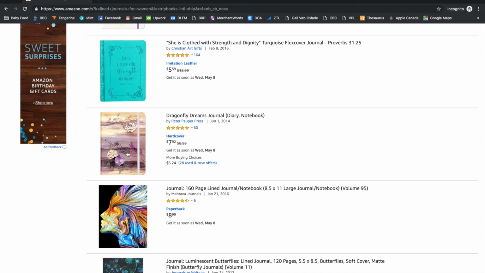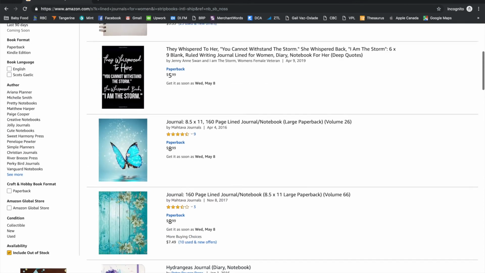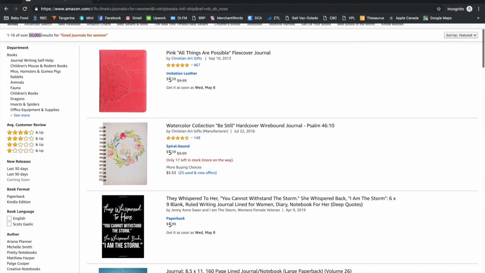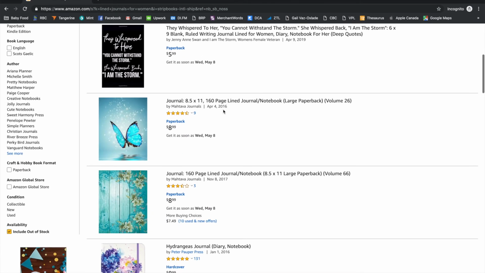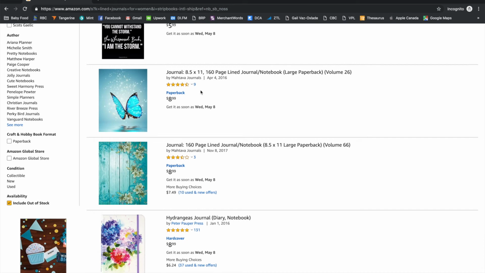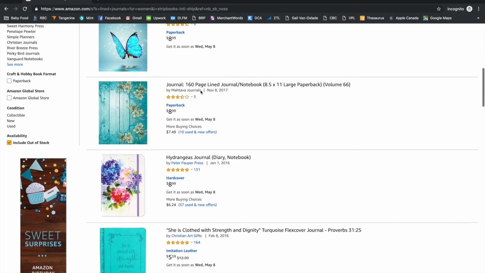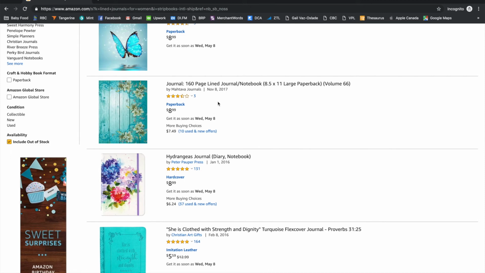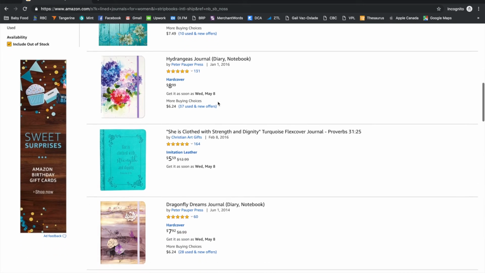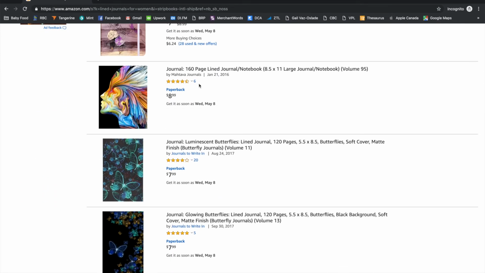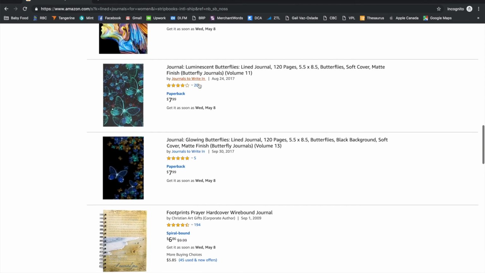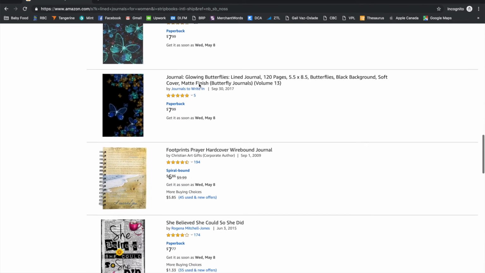The next thing we want to look at in terms of competition is the reviews. So we'll just go back up to the top here. Again, we're not looking at this Imitation Leather or Spiral Bound, we're just going to look at the paperbacks. So this one here, 9 4.5-star reviews. That's not too bad. 3 reviews at 3.5 stars. That's definitely not great. That's an imitation leather hardcover. 6 reviews at 4.5 stars.